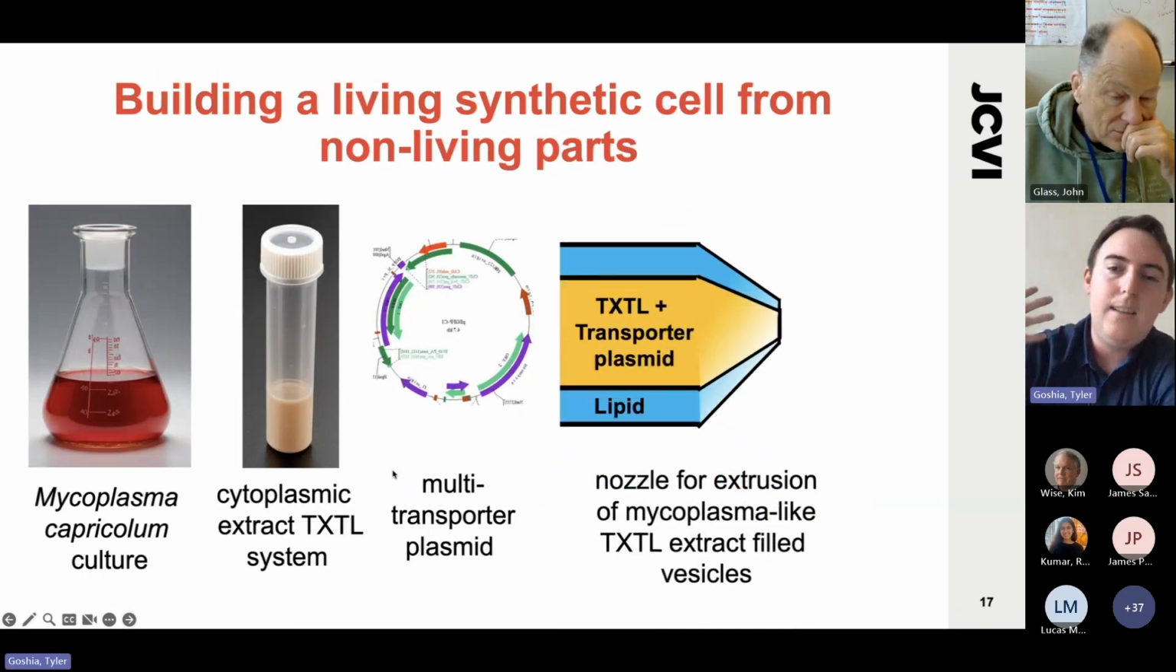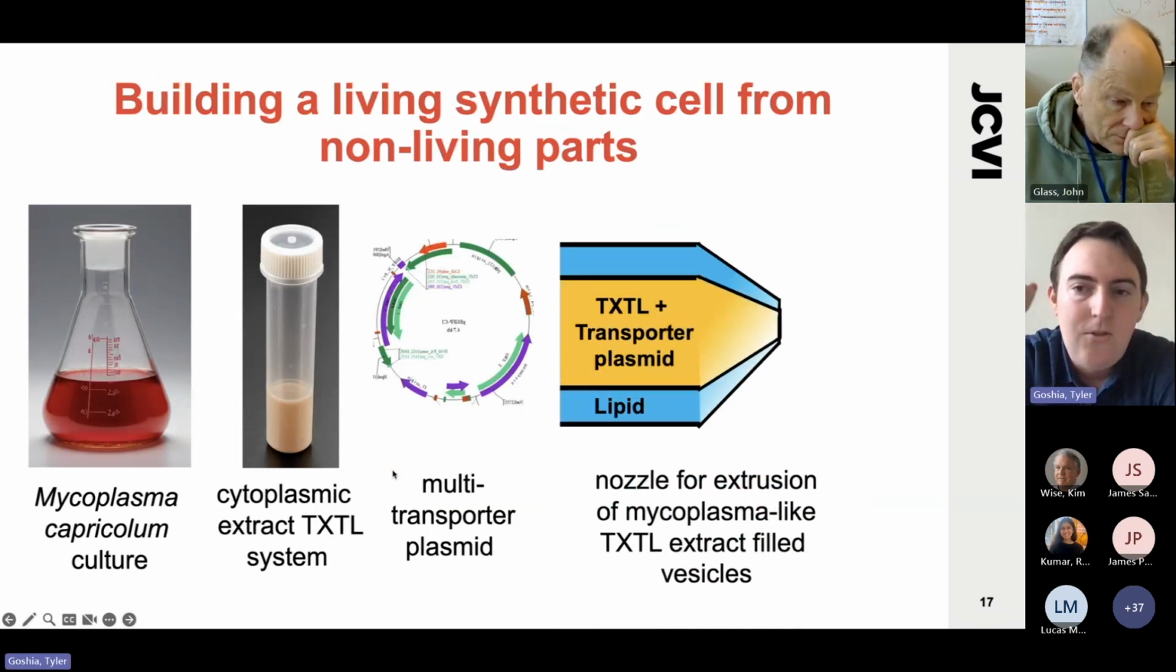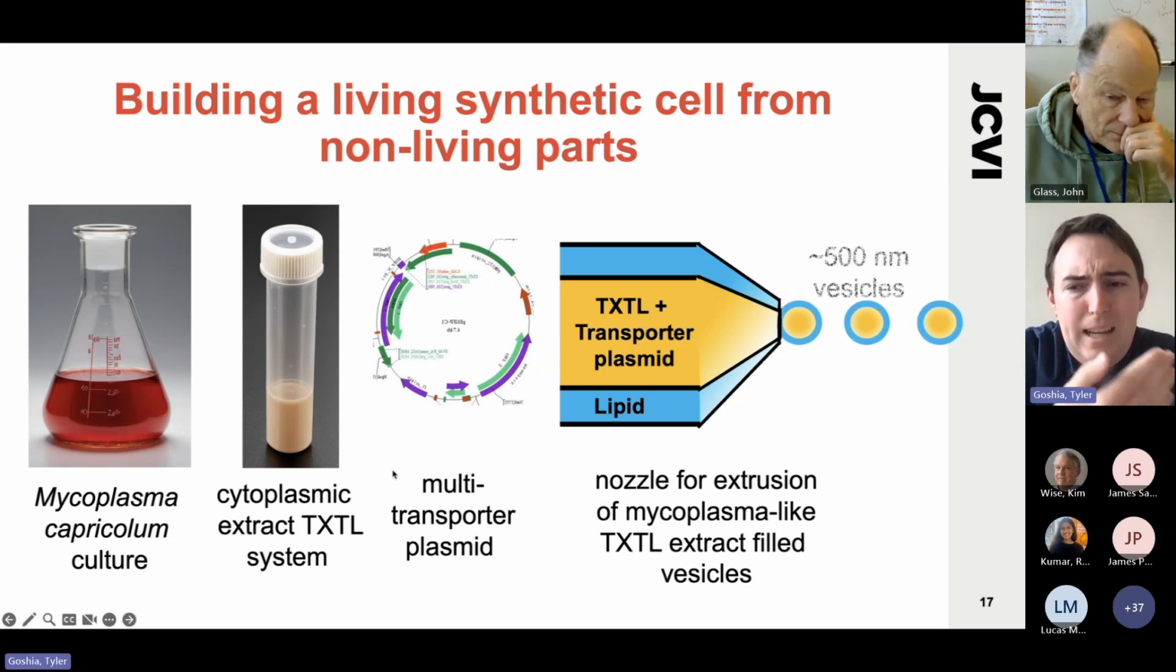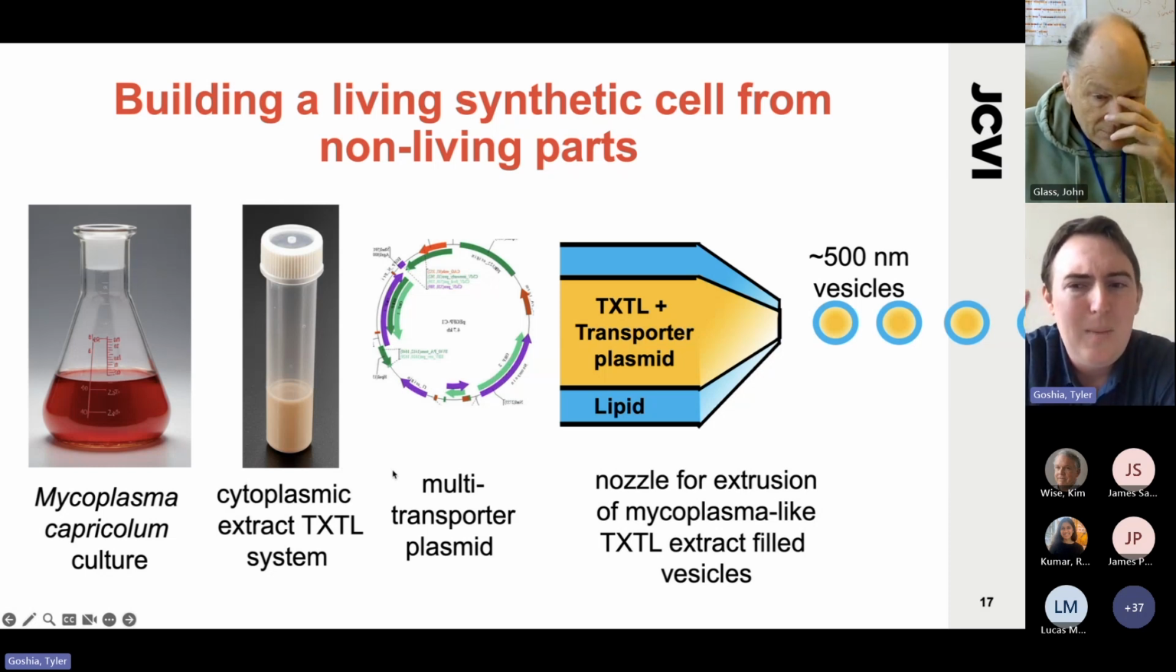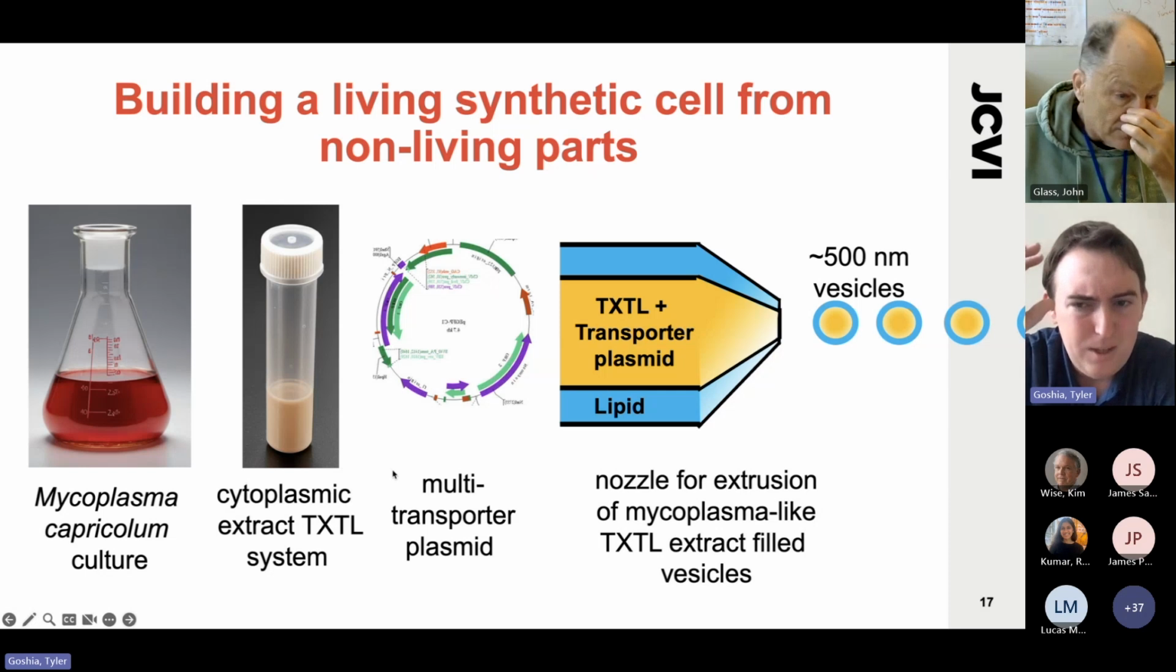So putting it all together, I can use microfluidics to extrude our lipids through an oil immersion and encapsulate the TXTL mixture with the secretory transporter plasmid. So I plan to start by creating mycoplasma-sized vesicles, but as the Pullman group spoke about last session, sizes of even 1 micrometer might be necessary to fully encapsulate all the machinery necessary for a Syn3A cell.